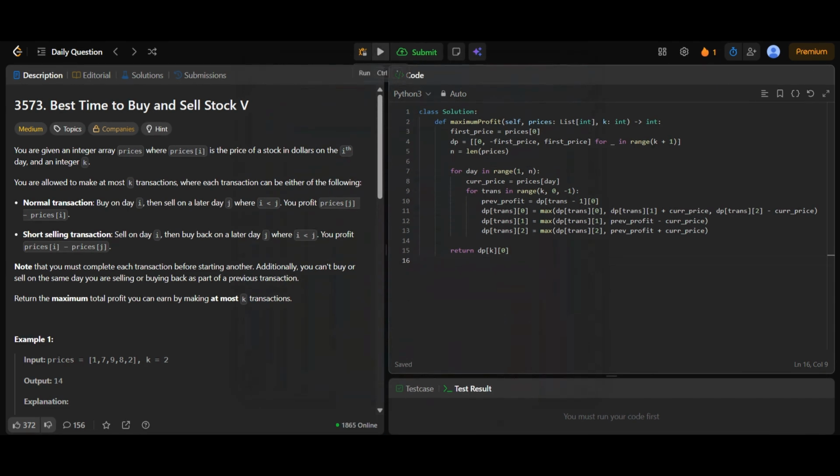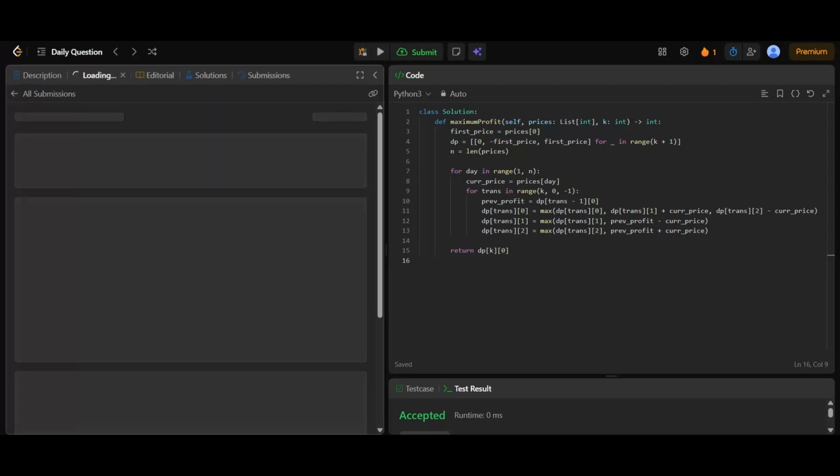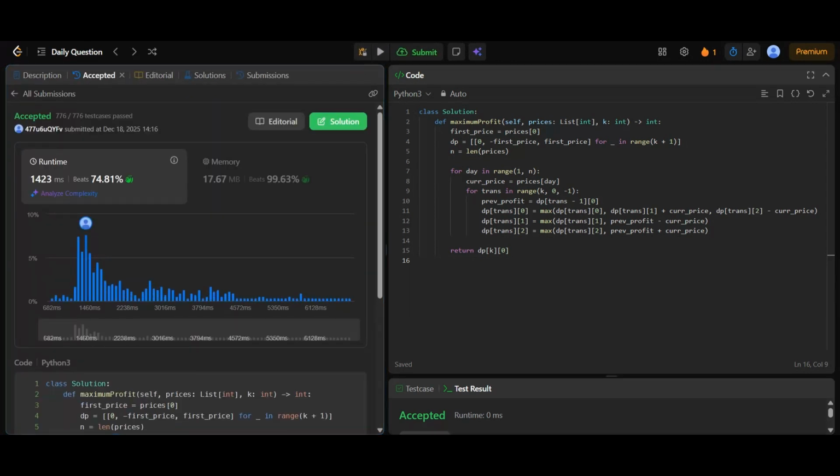All right, now that the solution is fully in place, let's wrap this up. First, let's run the code. Perfect. All the test cases passed successfully. That confirms our dynamic programming logic handles both normal transactions and short selling correctly. Now for the final step. Let's hit submit. And there we go. Accepted. All test cases passed. That brings us to the end of today's daily LeetCode challenge.